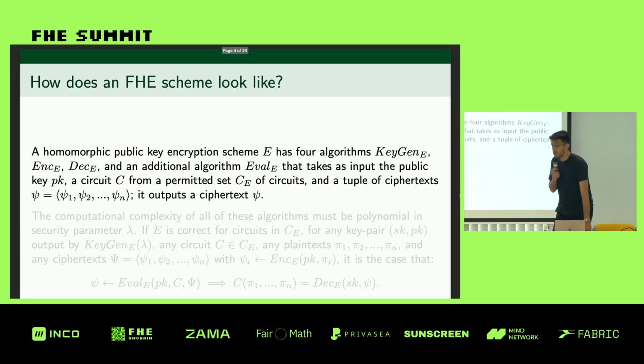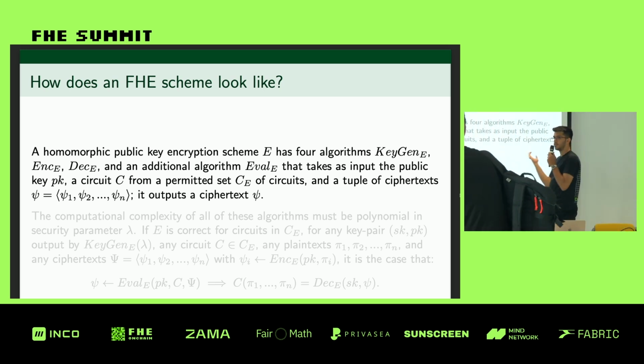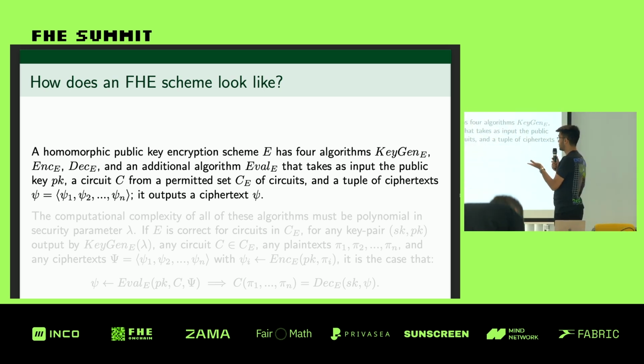So what does an FHE scheme look like? This is a public key setup, but of course, you can construct a private key setup as well, which we will do in the upcoming slides. We have an encryption algorithm E. We have a key generation algorithm based on this encryption scheme. Of course, encrypting and decrypting functions. And additionally, we have an algorithm called evaluate. And this evaluate algorithm will make us perform our computation on encrypted data.